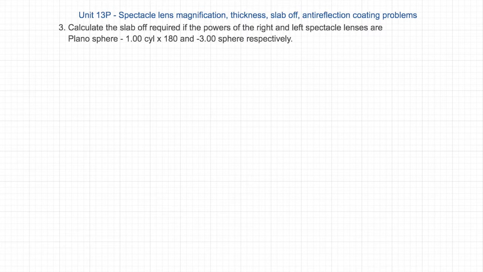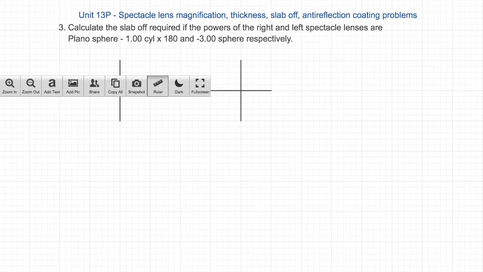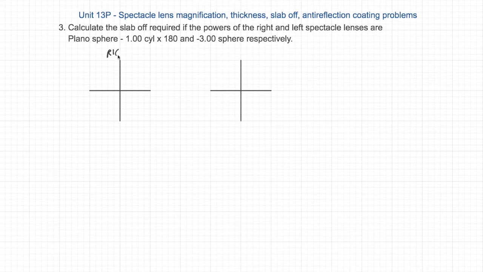Question 3, calculate the slab off required if the powers of the right and left spectacle lenses are planosphere -1 cylinder axis 180 and -3 sphere respectively. So we have our right and left optical crosses. If the cylinder is axis 180, the power is 90 degrees away in the 90th meridian, and a -3 sphere has -3 all over. So we figured out our powers in the 90th meridian.